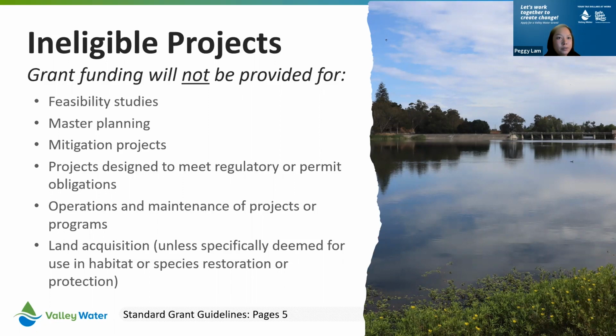Ineligible projects. So the grant funding is not provided for feasibility studies, master planning, mitigation projects, projects designed to meet regulatory or permit obligations, operations and maintenance of projects or programs. And this is existing or new projects or programs, and for land acquisition projects unless it's specifically deemed for use in habitat or species restoration or protection.